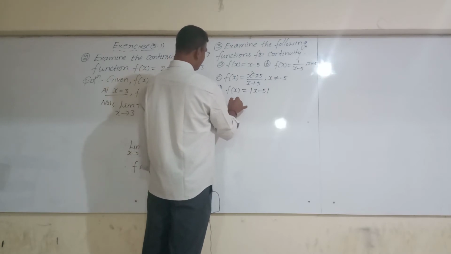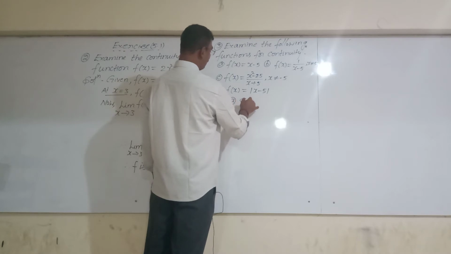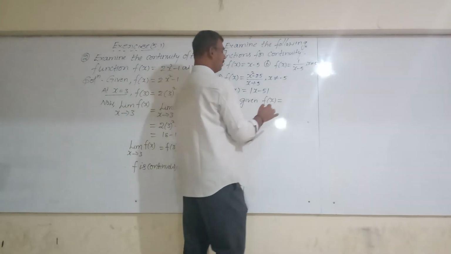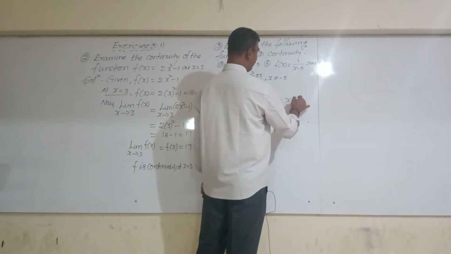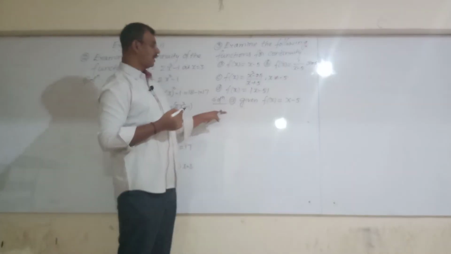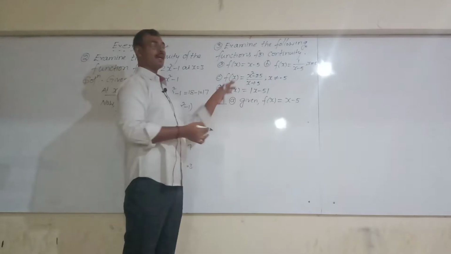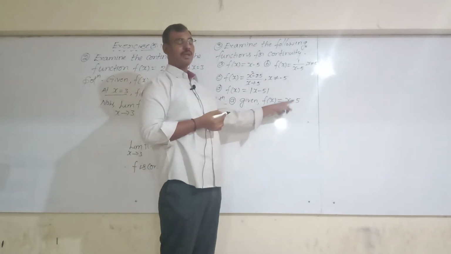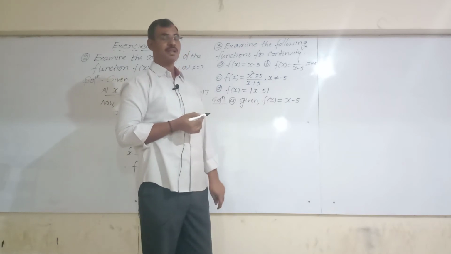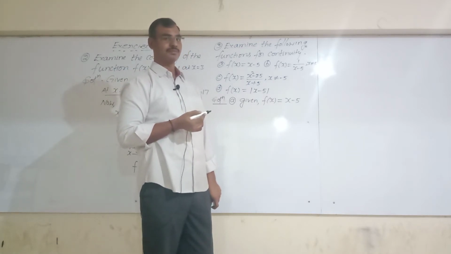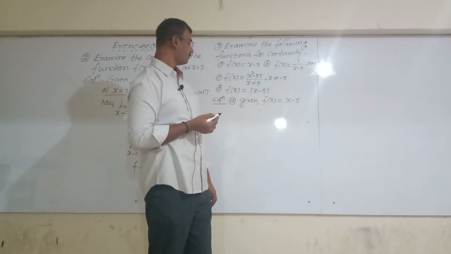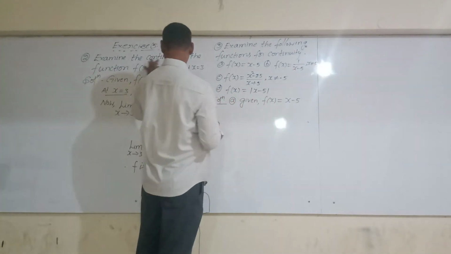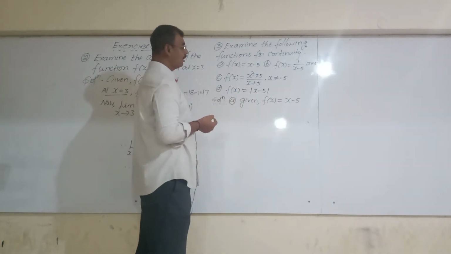Okay, now I am taking the first problem. Given f of x is equal to x minus 5. Without checking also we can say it is a polynomial function. Every polynomial function is continuous at every real number, for all real numbers, everywhere. But I need to check whether it is continuous or not using this method methodically.